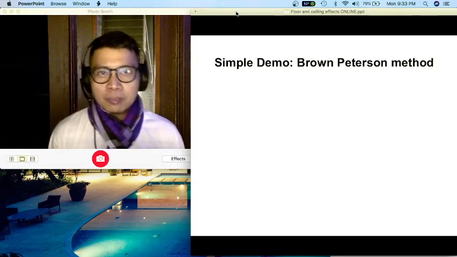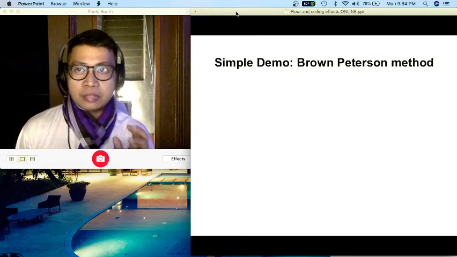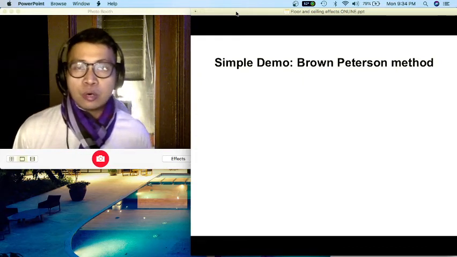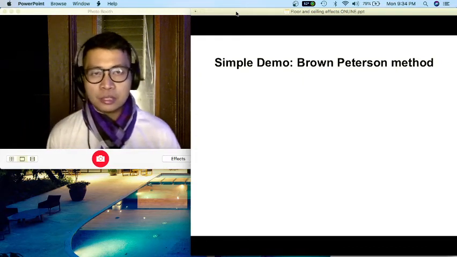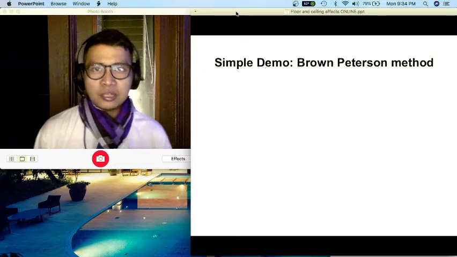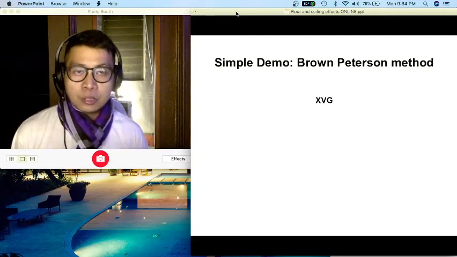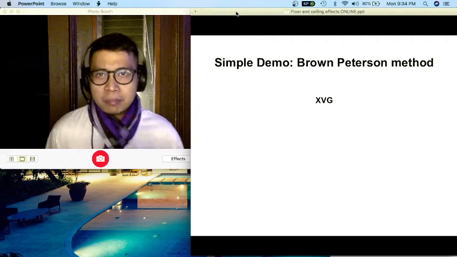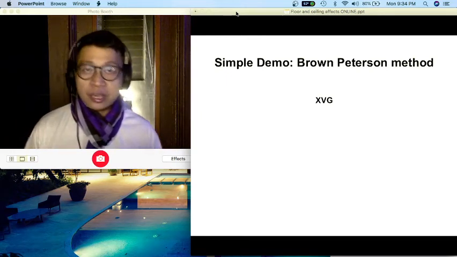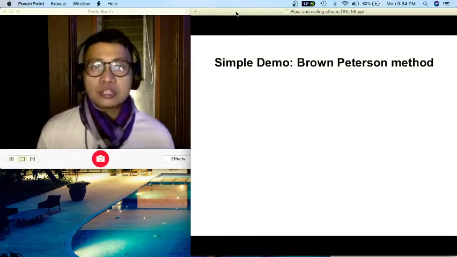Okay? The Brown-Peterson method is using trigram. Ibig sabihin ng trigram, ito yung mga 3-letter combinations. So imagine you are one of the participants in the experiment. You sit down on a chair and then you look at a blank screen. Habang nakatingin ka sa blank screen, merong lalabas na 3 letra. This is what we call the trigram. And then, mabilis lang yung paglabas niya. It's just a fraction of a second. A fraction of a second, the trigram appears and then disappears.